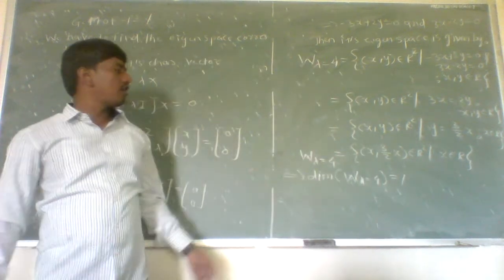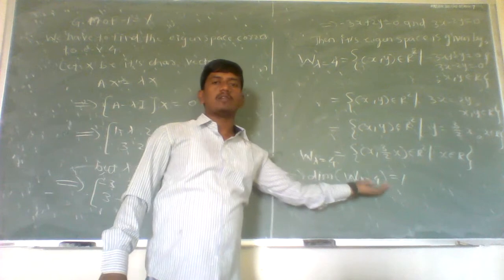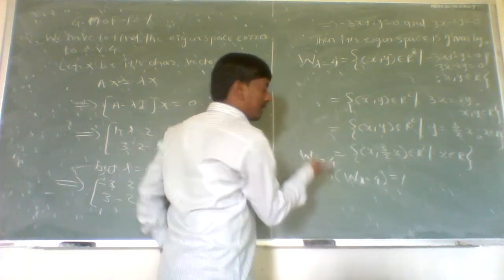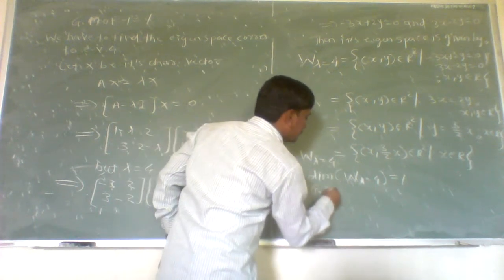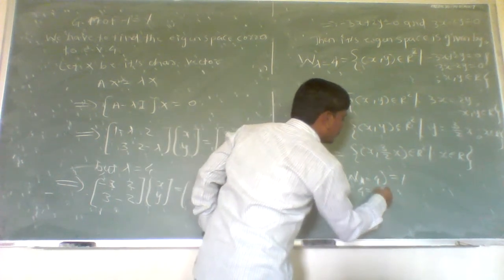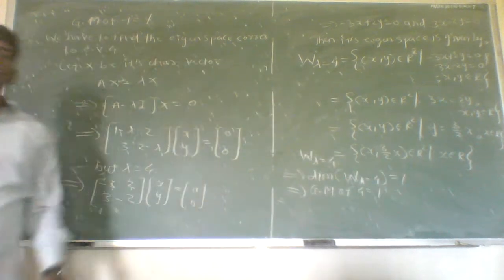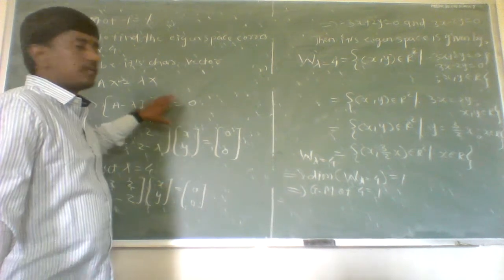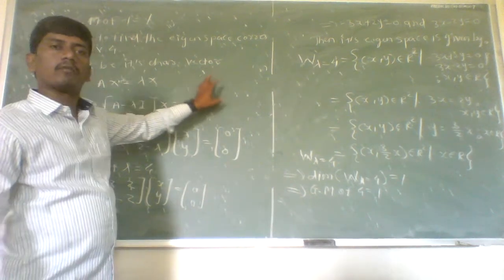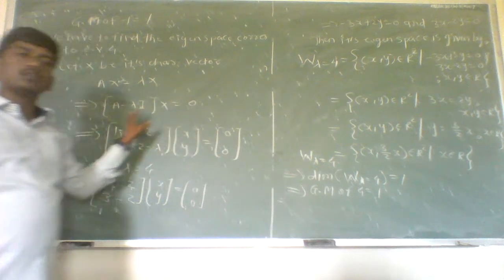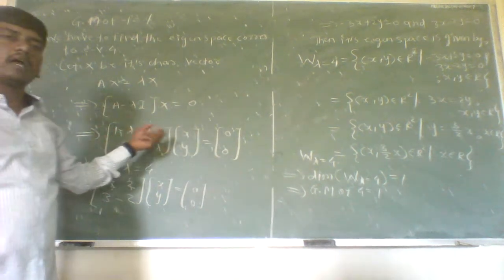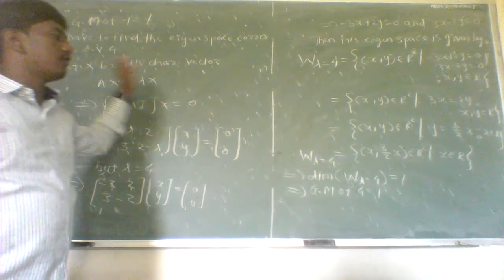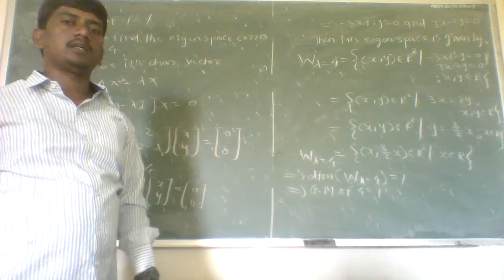Again, we know that the dimension of the eigenspace corresponding to eigenvalue 4 is the geometric multiplicity of eigenvalue 4, which implies the geometric multiplicity of eigenvalue 4 is equal to 1. So here we have found the algebraic multiplicity and geometric multiplicity of both the eigenvalues minus 1 and 4. In this way, first we find the eigenvalues of the given linear operator, then its algebraic multiplicity, and after that we find its geometric multiplicity.